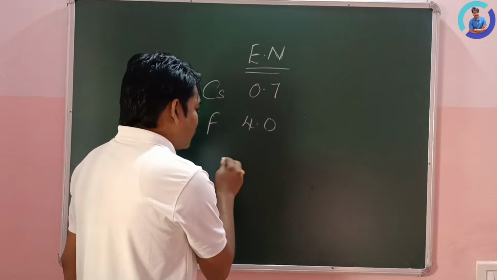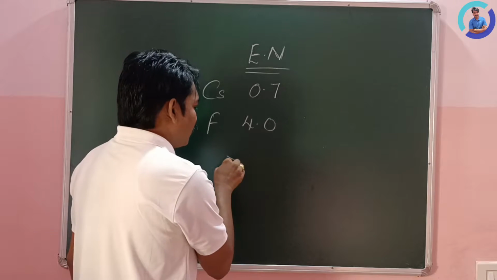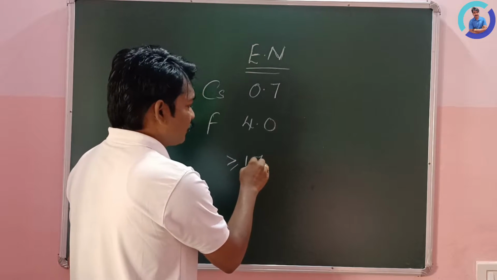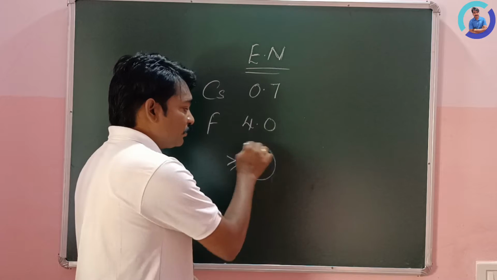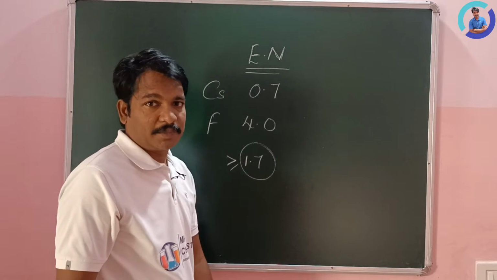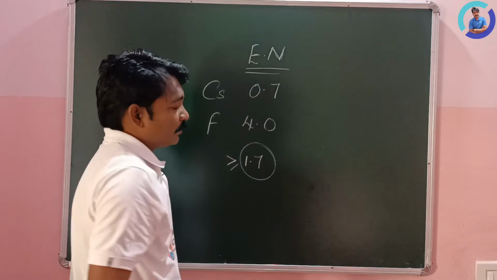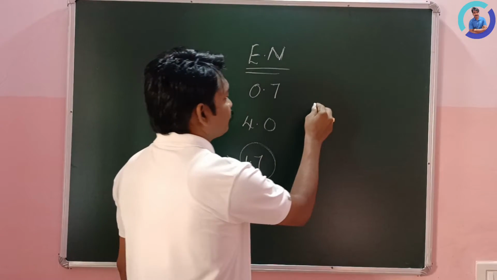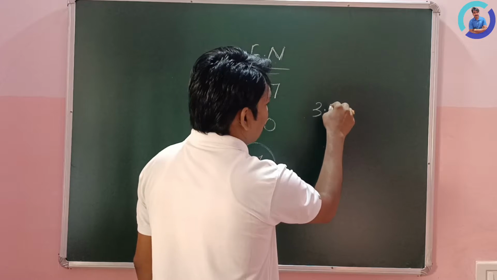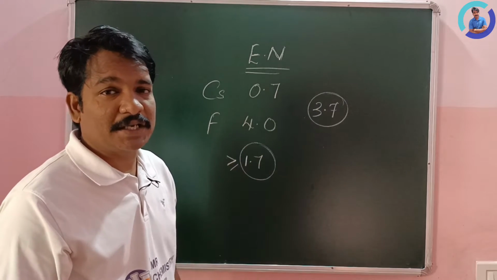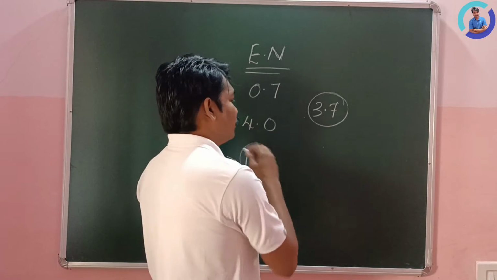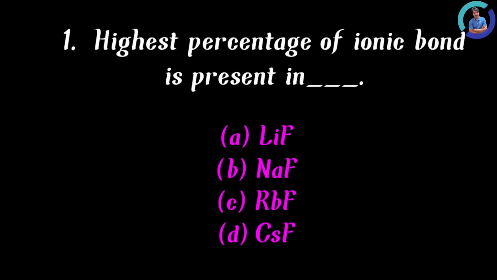If there is a difference which is greater than or equal to 1.7, it starts forming an ionic bond. If the difference is larger than 1.7, it leads to a strong ionic bond. Between these two we have the most difference, that is around 3.7, meaning the highest difference is there in the case of cesium and fluorine. That's why the highest percentage of ionic bond is formed between cesium and fluorine, and option D, cesium fluoride, is the correct answer.